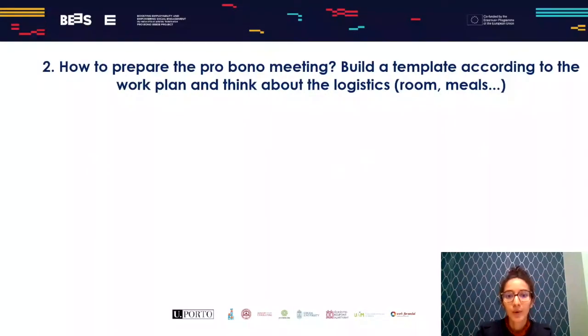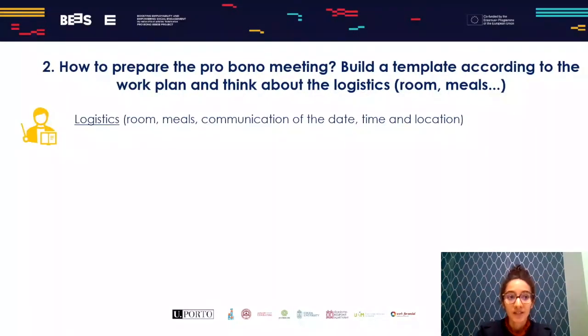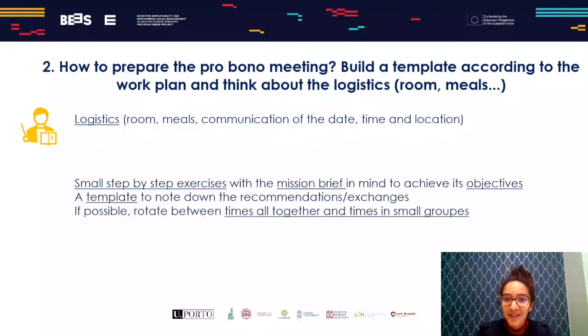So, how to prepare the pro bono meeting? First, logistics. It is necessary to agree on who takes care of finding a room, and if necessary, who takes care of the meals. Once the date is set, a room is booked, and a solution has been found for the meal, do not forget to communicate those details with your volunteers and NPO representative. They need to be aware of the day, time, and location so that they can organize themselves accordingly. You can inform them of the meal in case they have some restrictions, for instance.